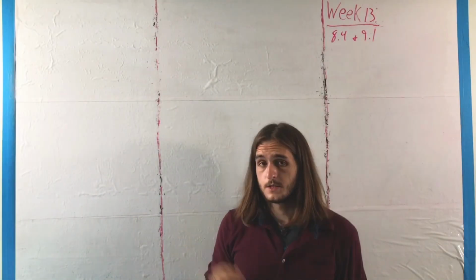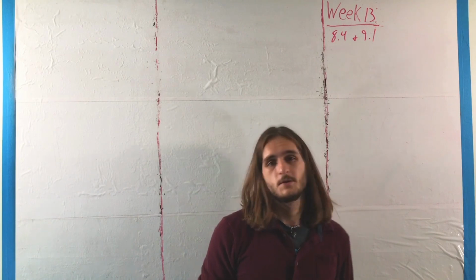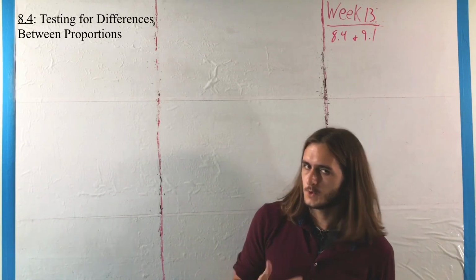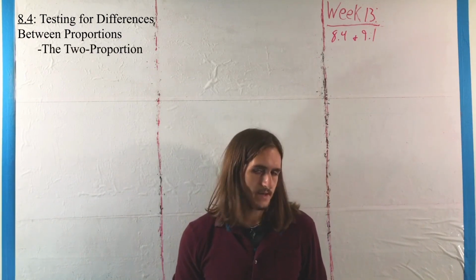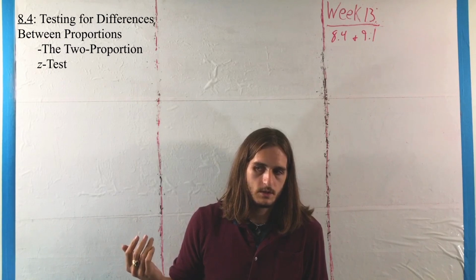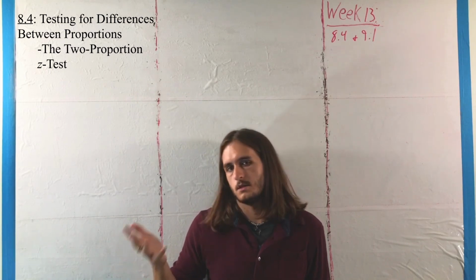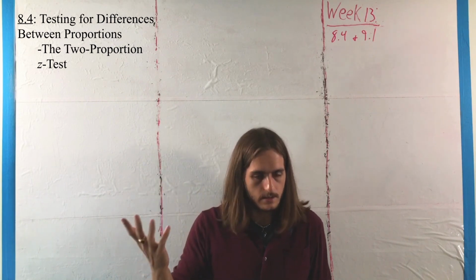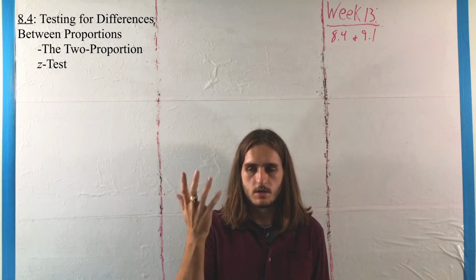Hello again, everyone. This week we are going to be finishing up Chapter 8, looking at Section 8.4, which talks about testing differences between proportions. Very, very similar to 7.4, except now we've got two samples to talk about. So we're going to be using the two proportion z-test instead of the single proportion one. It's very similar, it's just that we're comparing instead of just looking at a single thing.